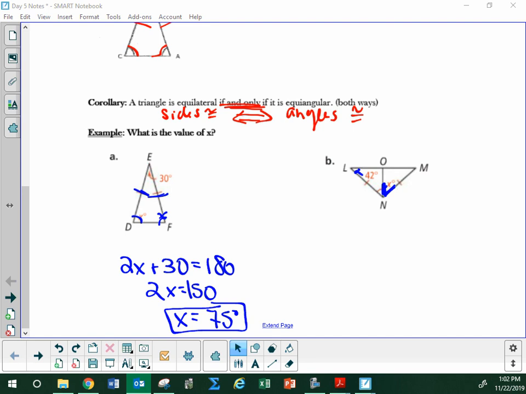Keep in mind what you know about isosceles triangles and what you know just on the individual triangle. Once you get your answer, you check with someone nearby you.